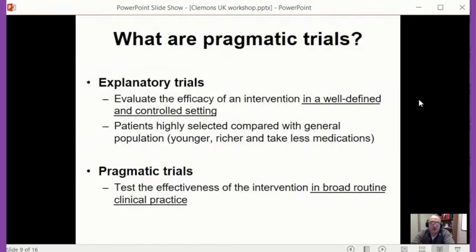What are pragmatic trials? You're going to hear more about them as the evening goes on. Explanatory trials are where we use a well-defined and controlled setting. These trials traditionally select for patients who really don't, on the whole, represent the broader population of patients we treat. They're younger, they're richer, they have less comorbidities, and they take less other medications. Whereas pragmatic trials are where you're testing an effectiveness of intervention in broad, routine clinical practice.